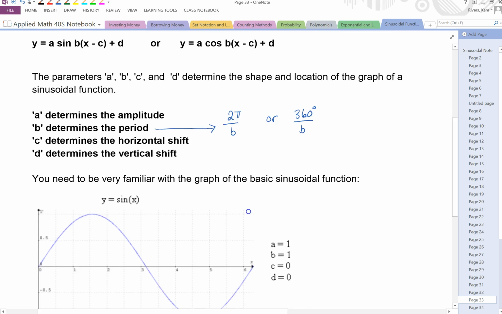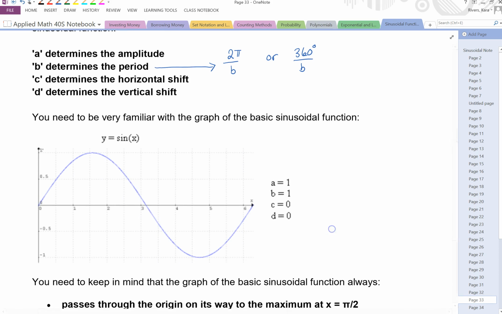Okay, let's take a look at this graph here. This is our parent function, our sine function. This is something you need to be extremely familiar with in order to be able to move things around. For our sine function, A is 1 because our amplitude is 1. B is 1 because we're not shifting from the original parent function sine x. C is 0 because there is no horizontal shift. And D determines the vertical shift. We haven't moved up and down.